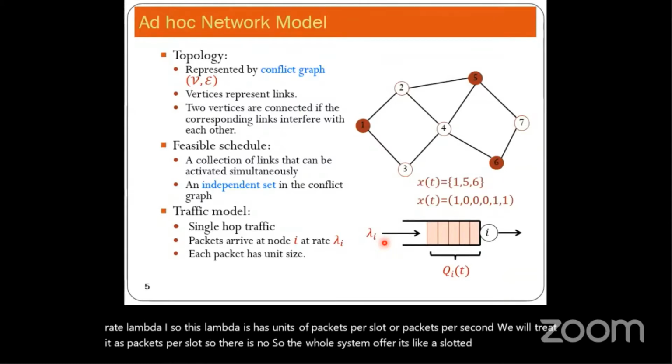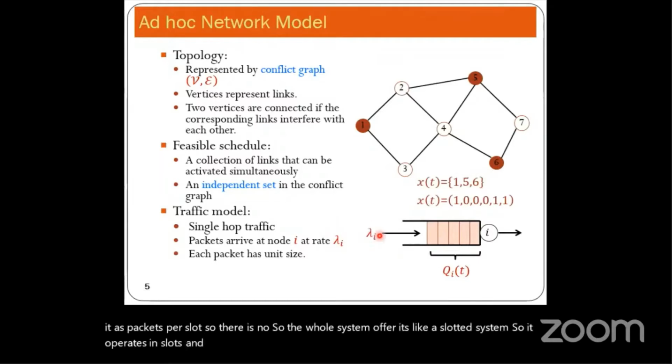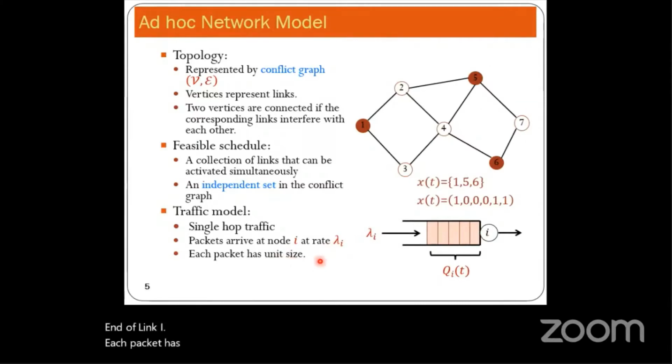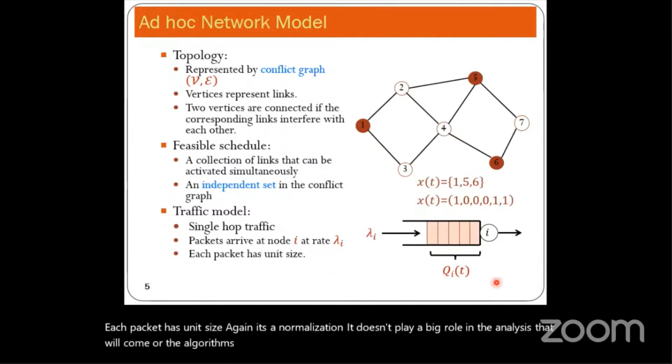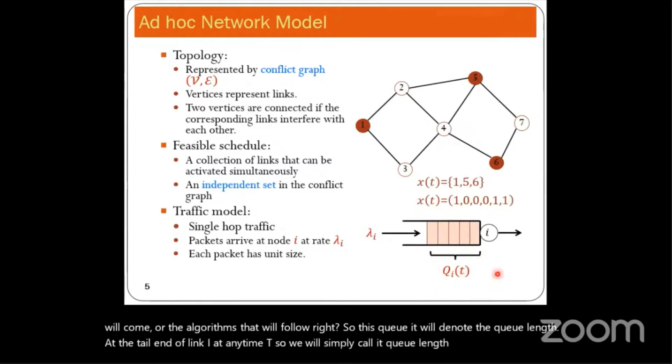So it operates in slots, and this is the number of packets on an average that are seen at the tail end of link i. Each packet has unit size. Again, it's a normalization. It doesn't play a big role in the analysis or the algorithms that we follow, right? So this Q_i(t) will denote the queue length at the tail end of link i at any time t. So we will simply call it the queue length associated with link i. Any question up to this point?